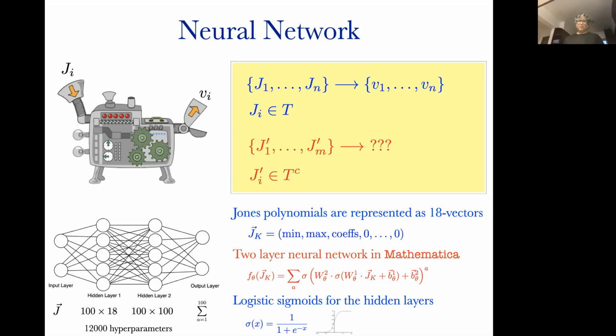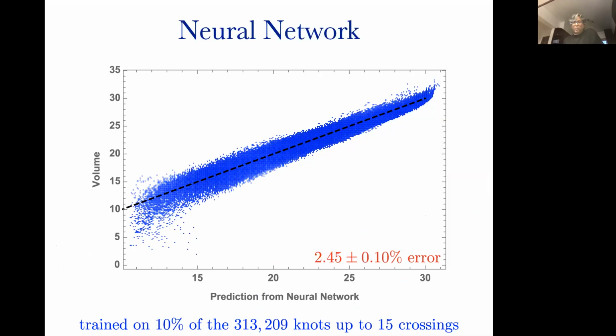So the neural network feeds in the Jones polynomial and compares and tries to learn the volume. The Jones polynomials are represented as 18-vectors. The way we do this is it's a polynomial, so it's got a minimum degree and a maximum degree and a bunch of coefficients. And we pad with zeros as necessary in order to get 18-vectors. We have a simple two-layer neural network, 100 neurons in each layer, and we use logistic sigmoids for the nonlinearities in the hidden layers. Doing this, if we train on 10% of 313,209 knots up to 15 crossings, the prediction on the remaining 90% has an error of 2.45%. And if you run the neural network 100 times, the error doesn't change very much.